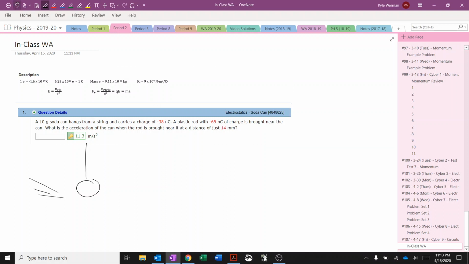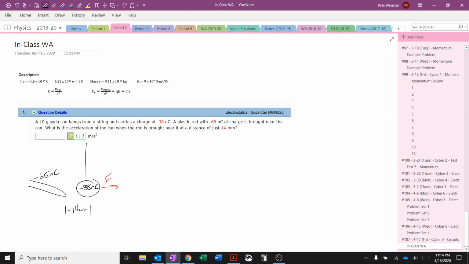Here's our picture. Sorry, let me try that again. Here's the plastic rod. The distance they give us is, in my example, 14 millimeters. That's how far apart they are. You have a charge on the rod of negative 65 nanocoulombs and a charge on the can of negative 38 nanocoulombs. Two negatives should repel, which means I should have a force going that way on the can.